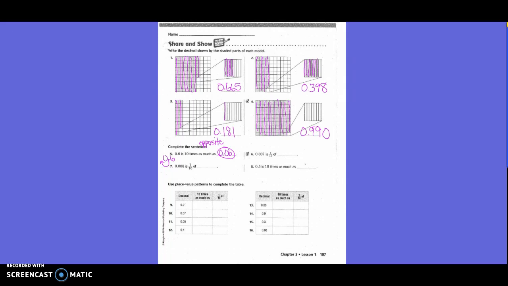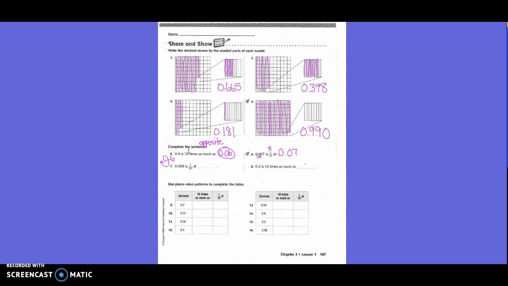Now, they're saying 7 thousandths is 1/10 of something. So, this one I want to go higher or lower? Higher. This one was lower. This one's going to be higher. Okay? So since I want to go higher, am I going to go to the left or to the right? To the right. So I'm going to move my decimal over how many places? Once to the right. And my new number is 0.07.